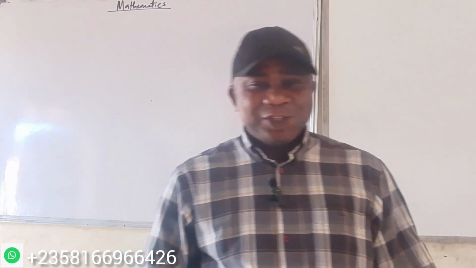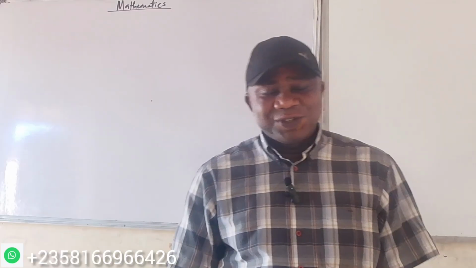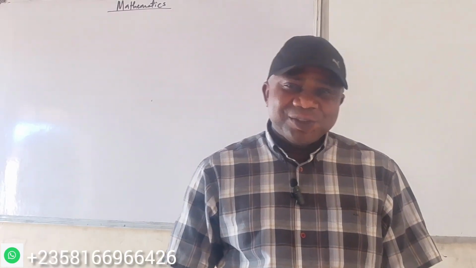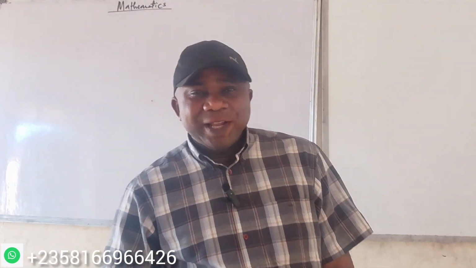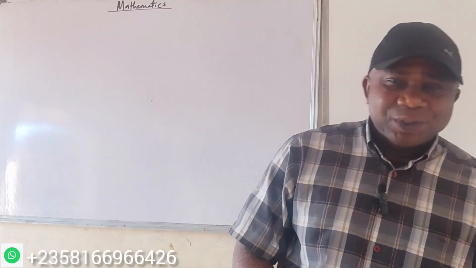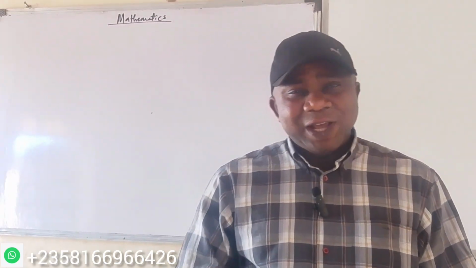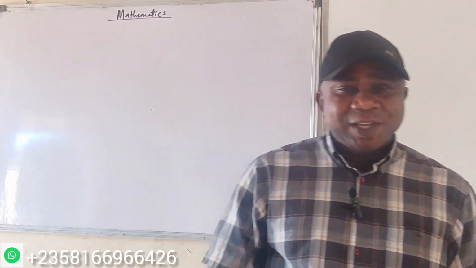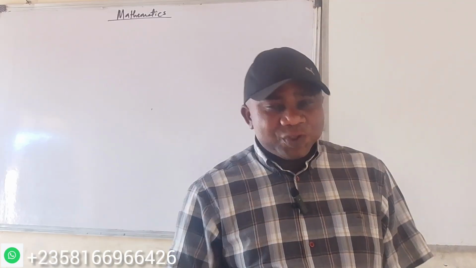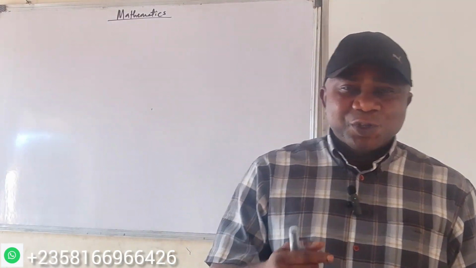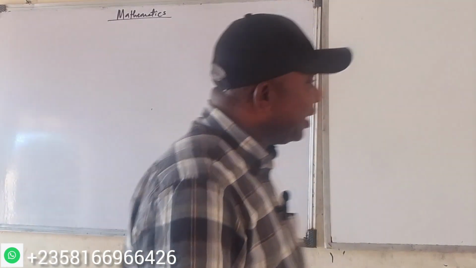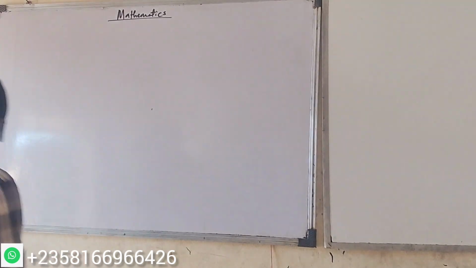Today, we are going to be looking at another form of simultaneous equations: simultaneous equations involving one linear and one quadratic equation, where the quadratic equation can be simplified using the difference of two squares. Let's get started. Now, let's look at these examples.